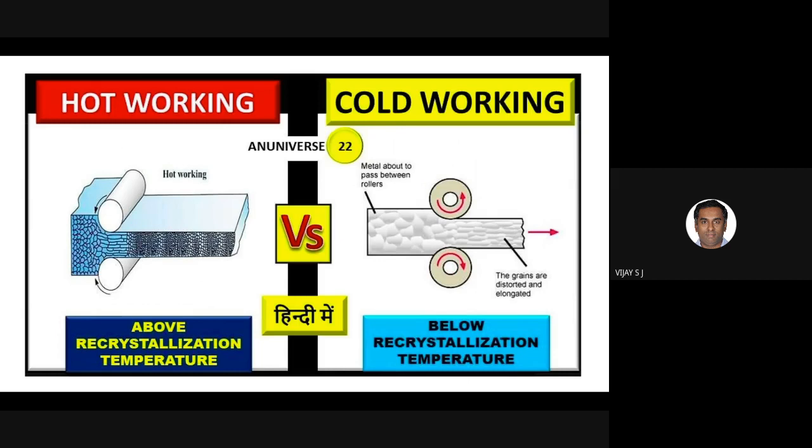Based on that, they have classified forming processes into two types. One is hot working, another one is cold working. In hot working, you apply some temperature to the material, then start changing its dimensions, shape and size. But in cold working, you do it below the recrystallization temperature.